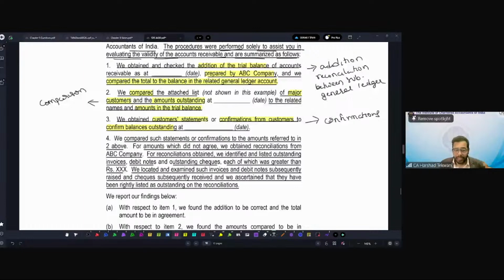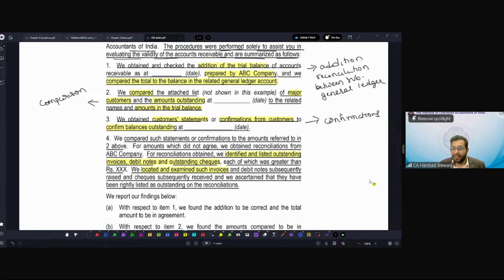Now over here, if you focus, what they are saying is, we have identified and listed the outstanding invoices, debit notes, and outstanding checks. Nowhere are they saying that they have audited the invoices, debit notes, or checks. They have located and examined such invoices, not the audit. So the word audit is not being used. They are using that they have located and examined such invoices.